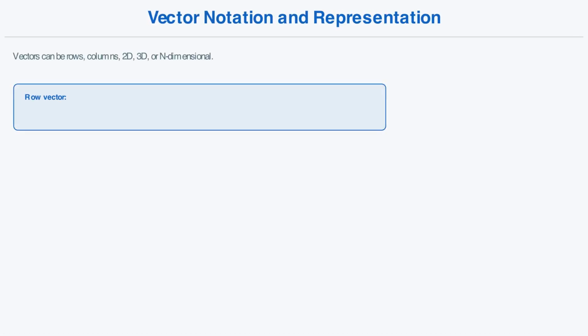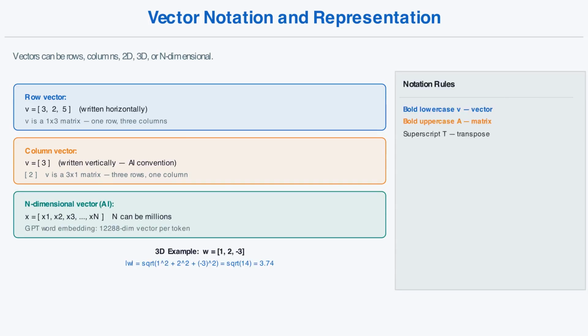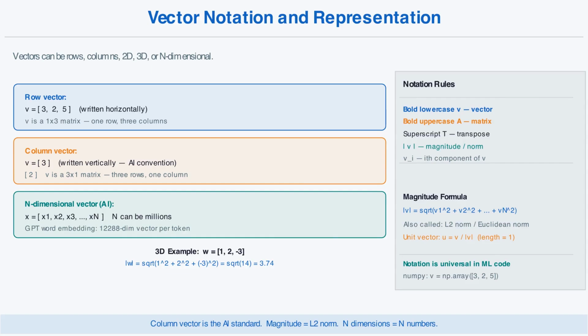Vectors can be written two ways: as a row, or as a column. A row vector places numbers horizontally inside square brackets, 1, 2, 3. A column vector stacks them vertically. In machine learning and linear algebra, the column vector is the standard convention. When someone writes v in bold, they almost always mean a column vector. The notation matters because it determines how we compute things. A row times a column is a dot product, a single number. A column times a row is an outer product, a matrix.